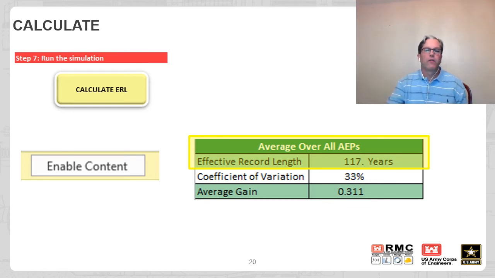The effective record length, however, will be different at each AEP value, so the coefficient of variation can give you an indication of how much variability there is in the effective record length over all of the AEPs. The average gain gives you an indication of the value of the additional information that you gained from including the additional flow intervals, perception thresholds, regional skew, and any quantile prior information.